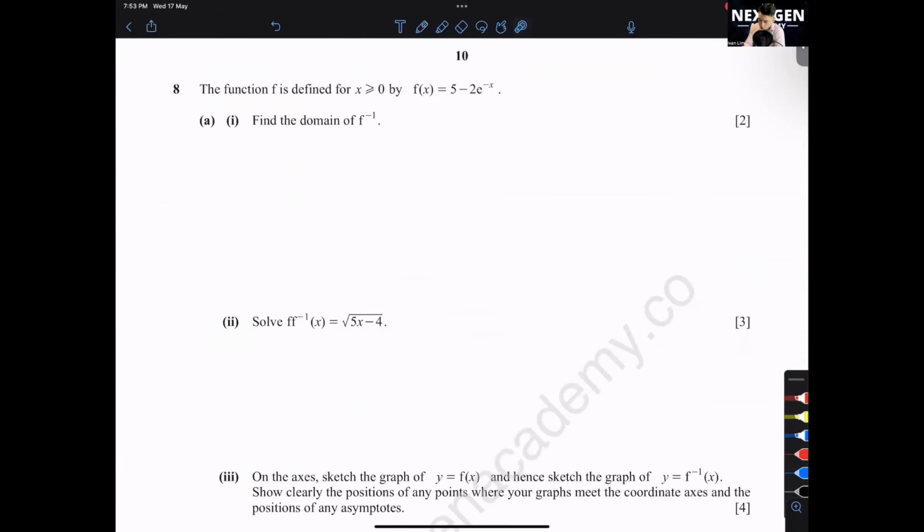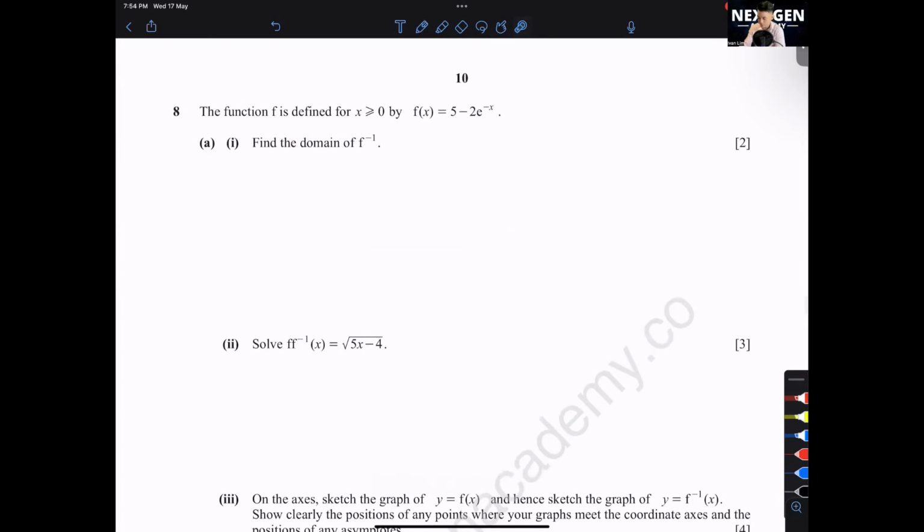Question 8. The function f is defined for x more than or equal to 0. f(x) equals 5 minus 2e to the power of negative x. This type of question has come up a couple of times where they ask you about exponential and ln, and they ask you to find the domain. How do we relate this? We have to actually draw out the graph and make sense from the graph itself. So you all need to understand what they are asking you over here.